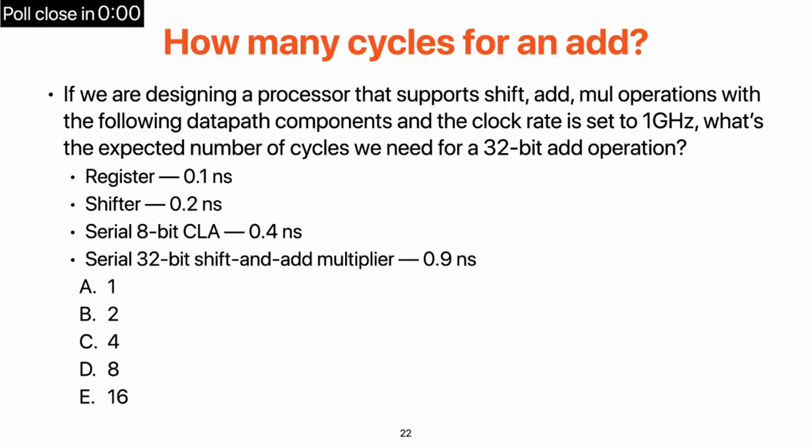Okay, I have Fonsonly. What do you think? I picked C. Why? Because I see that we have an 8-bit CLA, so we need four. That was my logic. We need to do this thing 4 times, right? But seeing that the carry lookahead adder only takes 0.4 nanoseconds, and my clock rate is set to 1 gigahertz, why is it not 2? Why is it not 8?